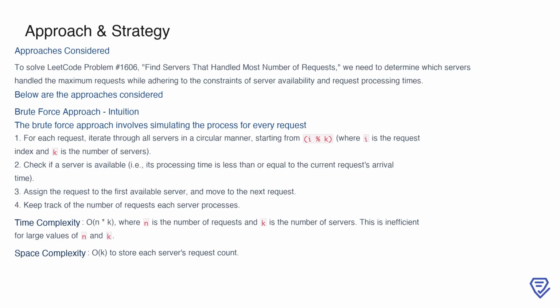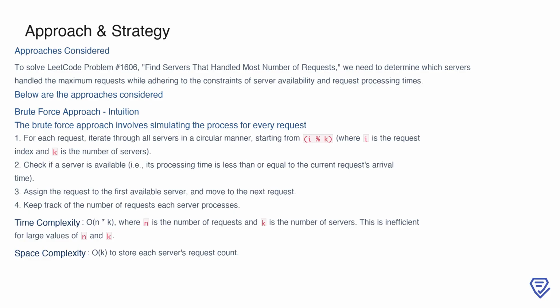To solve the problem of finding servers that handled the most requests, we first considered a brute force approach. The intuition behind this method is straightforward. For every incoming request, we iterate through all servers in a circular manner, starting from the server index determined by i % K, where i is the request index and K is the total number of servers. For each server, we check if it is available by comparing its processing completion time with the current request's arrival time.